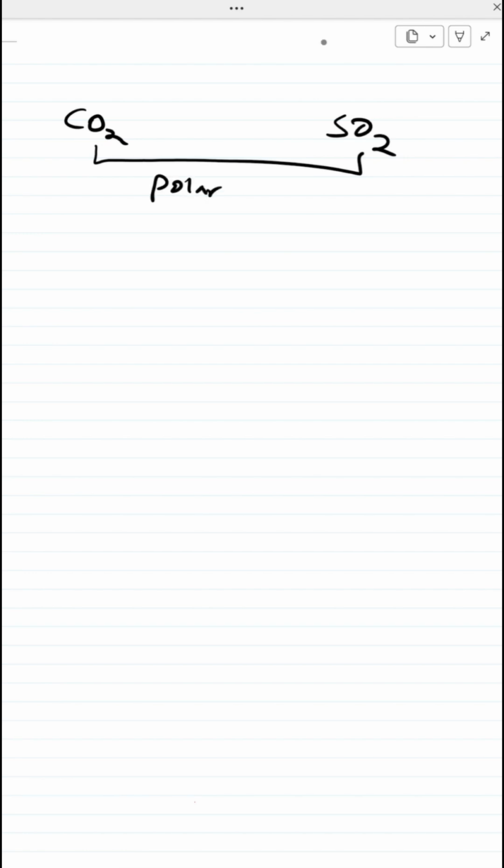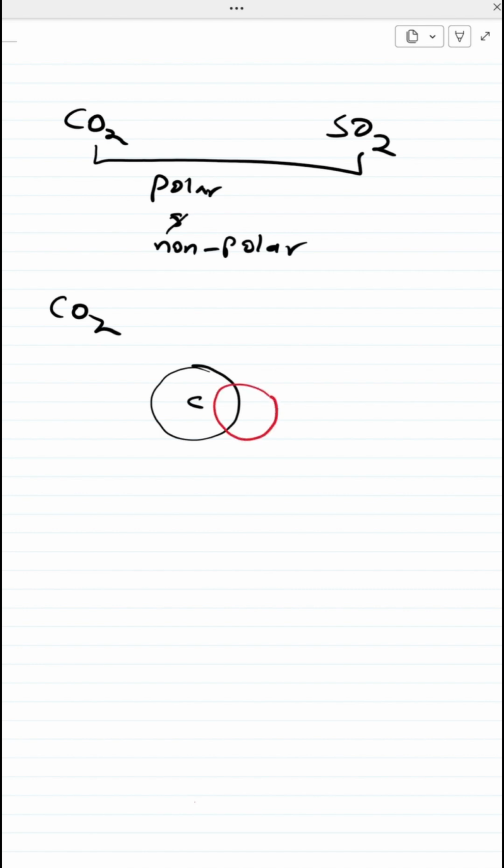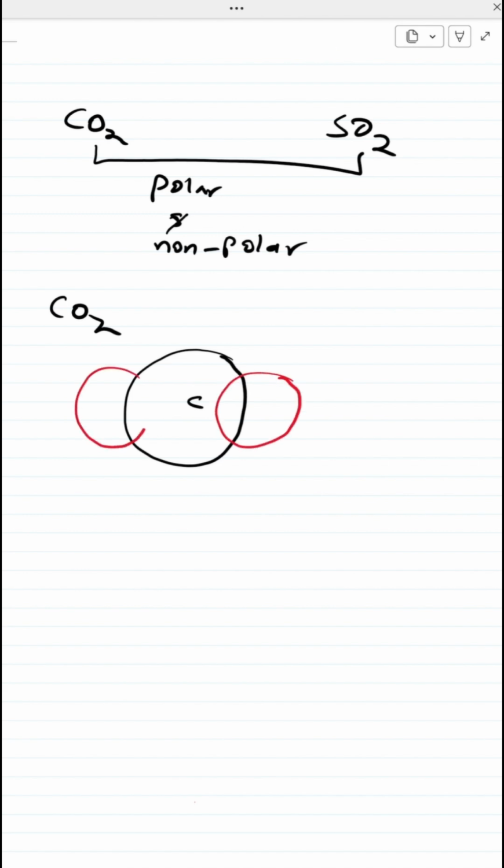In this video, I'm going to determine whether carbon dioxide or sulfur dioxide is polar or non-polar. And I'm going to look at the type of bond that exists between them. Now, for carbon dioxide, I will start by drawing the distribution of electrons within that molecule.